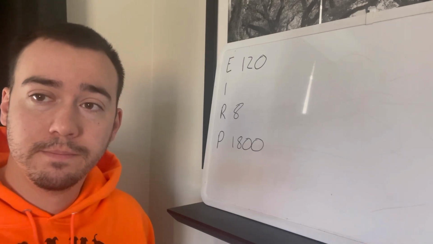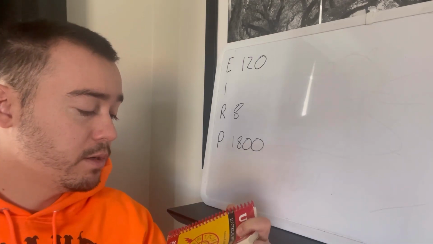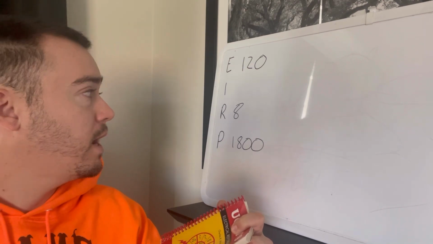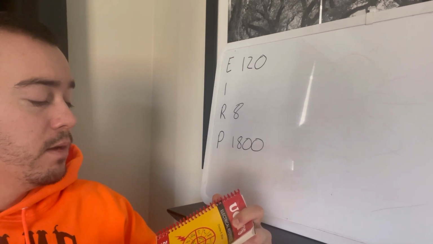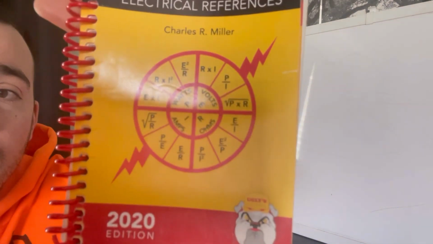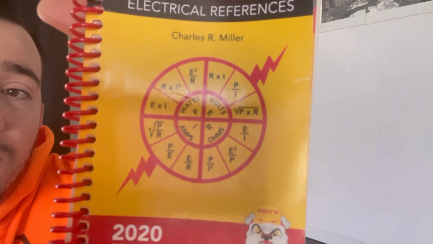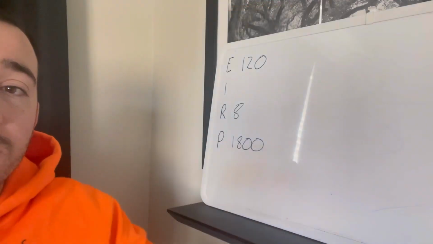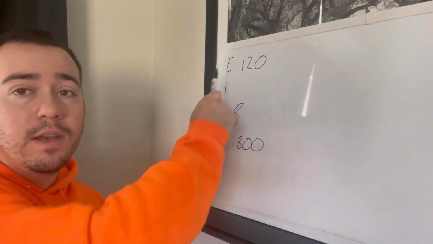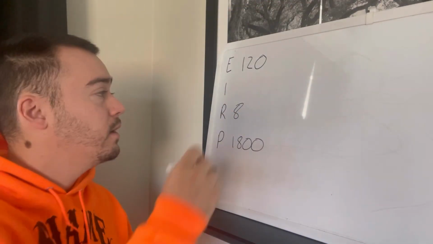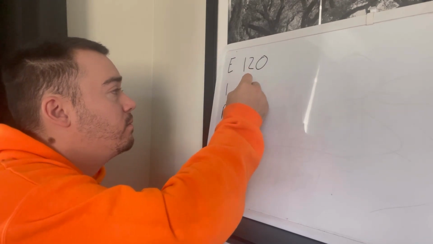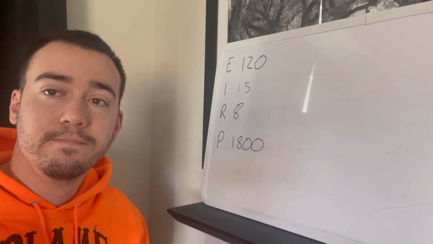Next, what we're going to do is look for the amps. Amps should be super easy. On your Ohm's law wheel here, you can take P and divide it by E. So that is 1800 divided by 120, and that is 15. There you go. Super easy, right?